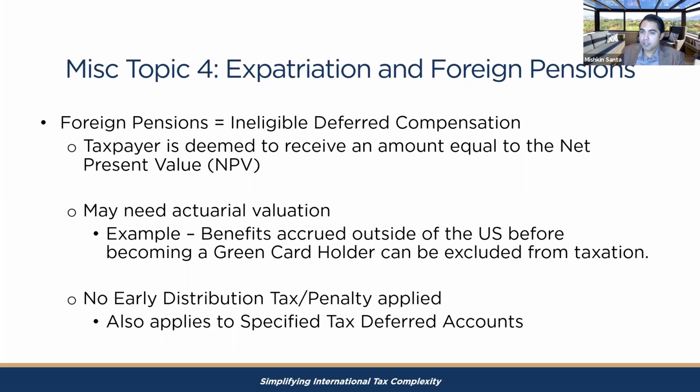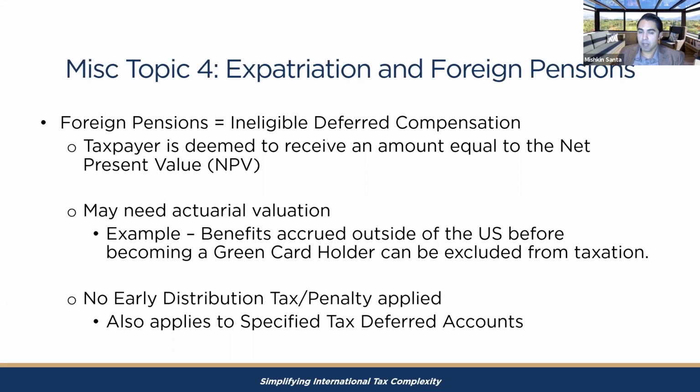Expatriation. This always becomes a sticky issue when you have a foreign pension plan and you're trying to expatriate. The reason is because 99.999% of foreign pension plans are going to be what we call ineligible deferred compensation, which the current exit tax rules dislike. They hate that. What happens is you take the net present value of that pension, which can be quite large because you're looking at the value of the pension over your lifetime, and you include it as ordinary income. It doesn't go into the mark-to-market rules. It goes into this alternative tax regime.